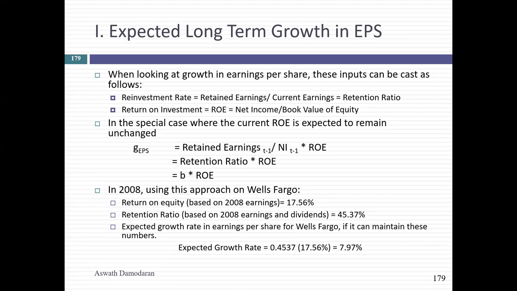So let's say in this moment of ignorance, I take that retention ratio of 45% and the return on equity of 17.36% and say that's what they can keep doing in the future. It would have been a horrible mistake in hindsight, but in June of 2008, I'd have said, you know what? If they can maintain those numbers, my expected growth rate is going to be the product of those two numbers. It's about 8%. So in valuing Wells Fargo in June of 2008, I'd have used 8% as my growth rate in earnings per share per year. And if you ask me why, I'd have said, because they can maintain this return on equity and this retention ratio.